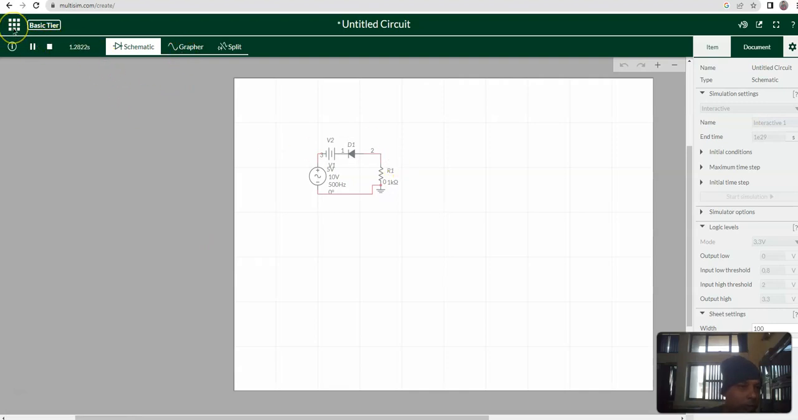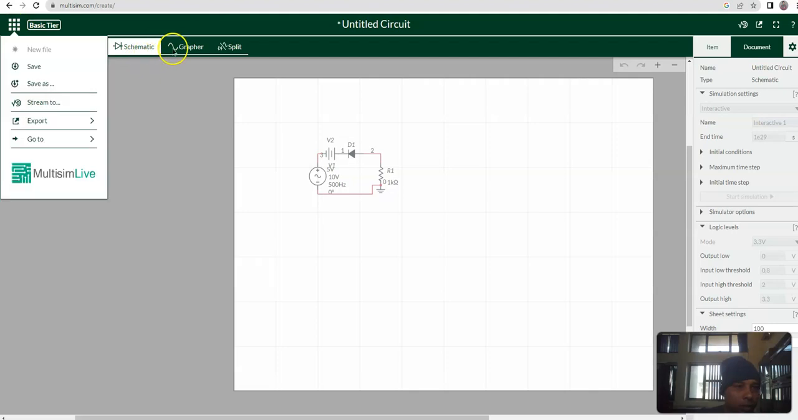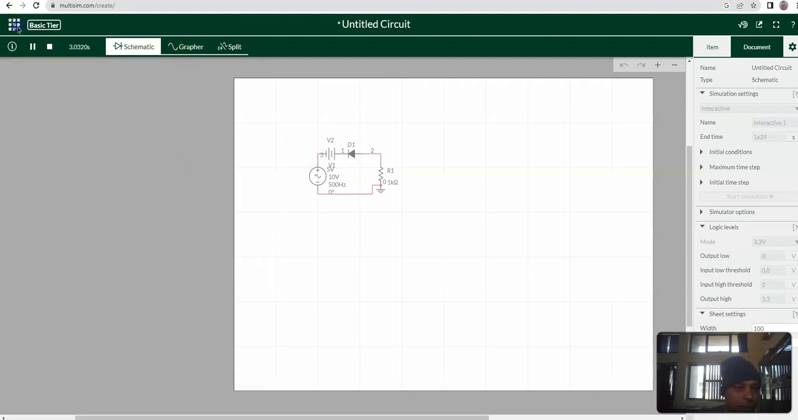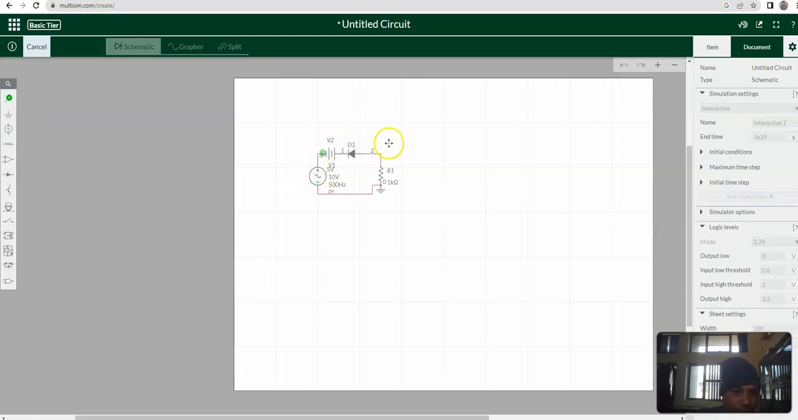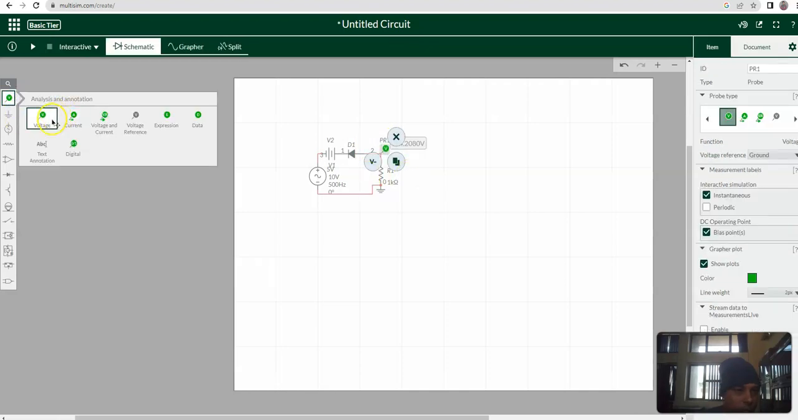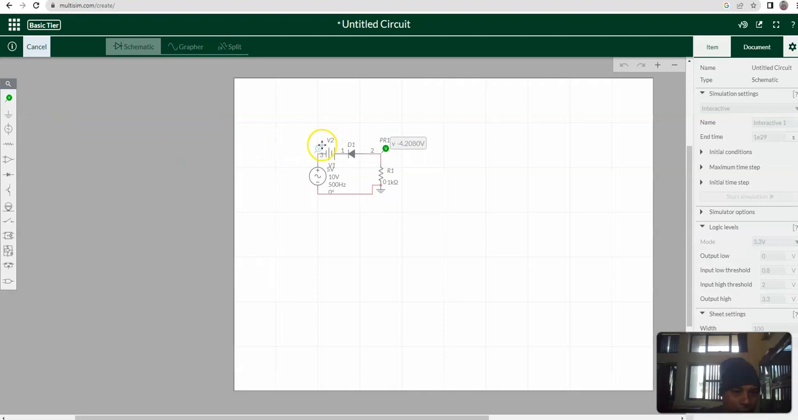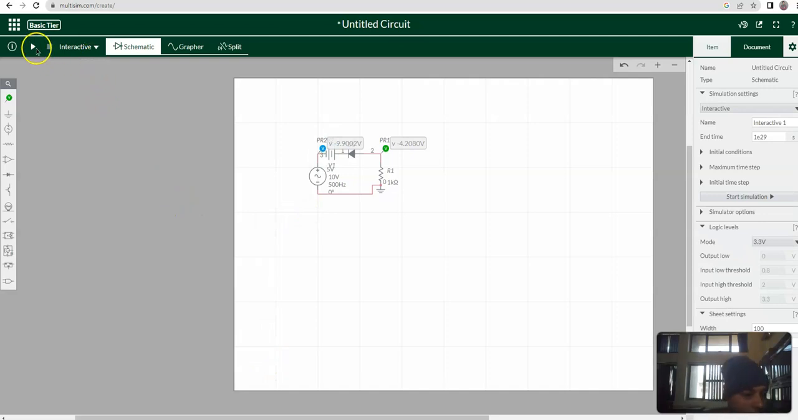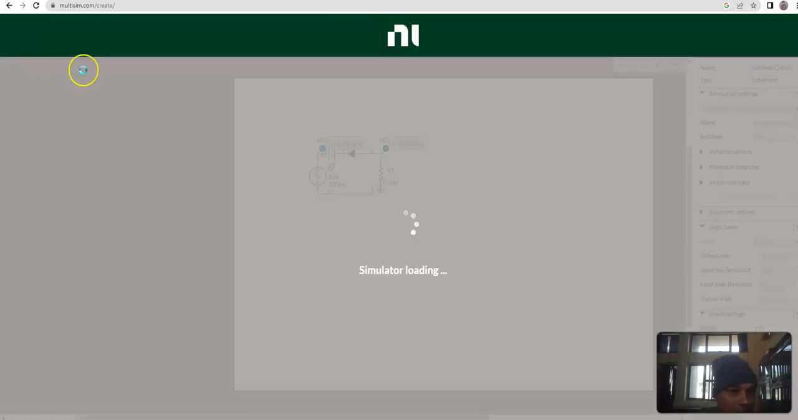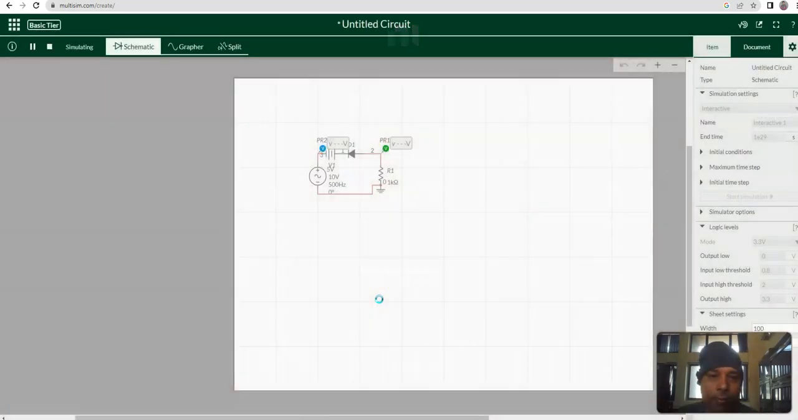Sorry, I haven't put the probes, the voltmeter. Let me put the voltmeter here. Add the output and voltmeter here. Add the input. Okay. Now let us run it. Here it is running. Simulator is loading. Yeah. We see in graph.